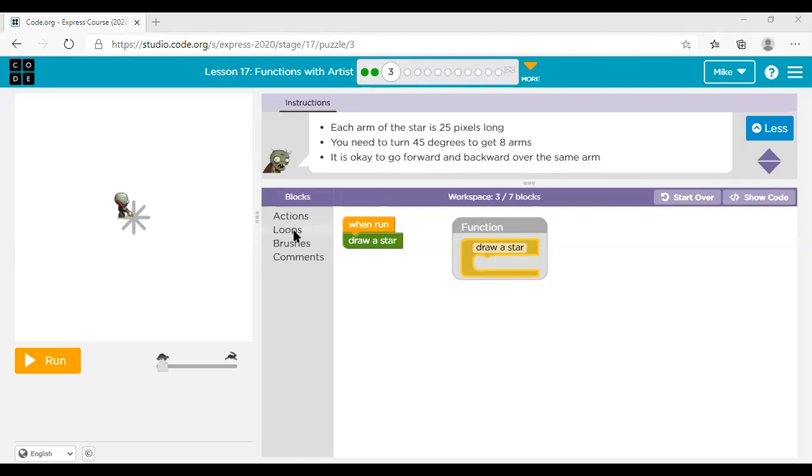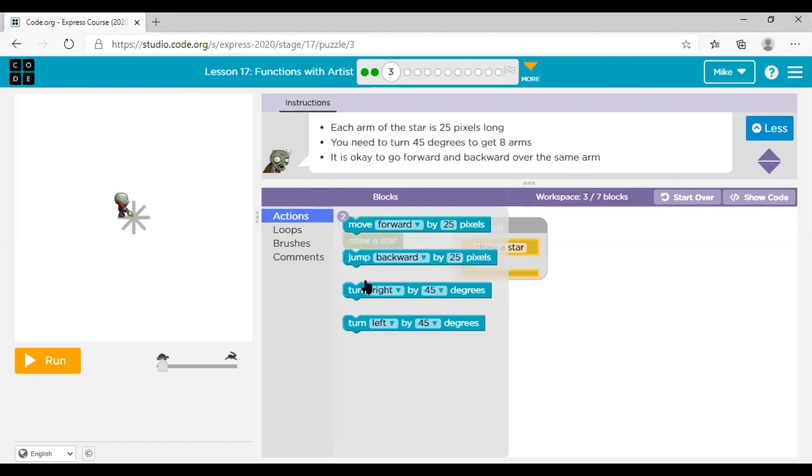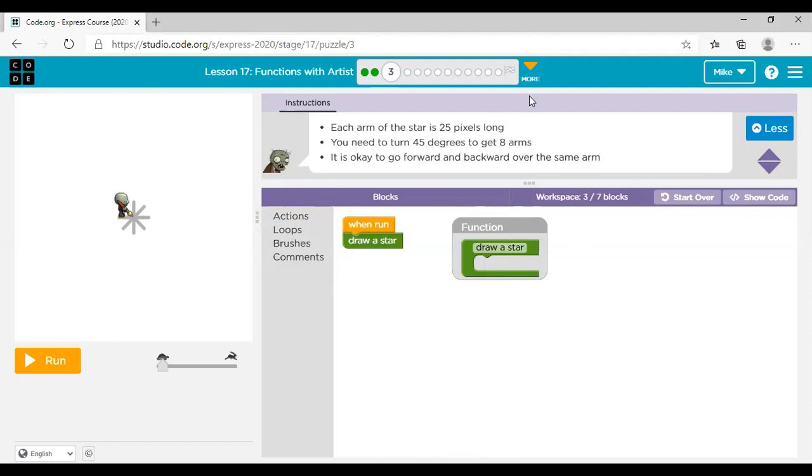Okay, so there they give us some tips. We don't have to jump, but we can move backwards. So let's just quickly go and check our toolbox to see what is available. We've got move, we've got jump. So we can either move on the same line or we can jump. It doesn't matter.